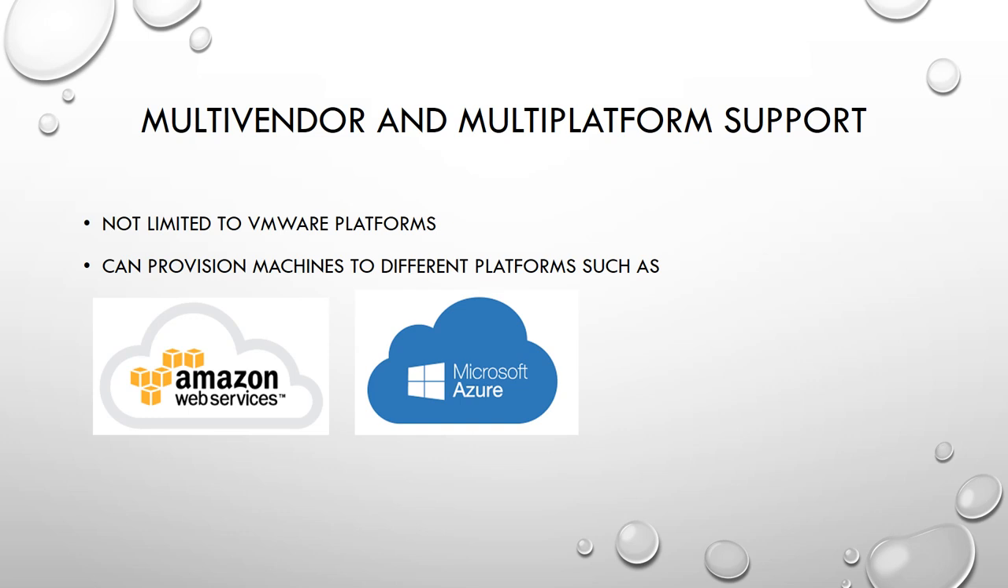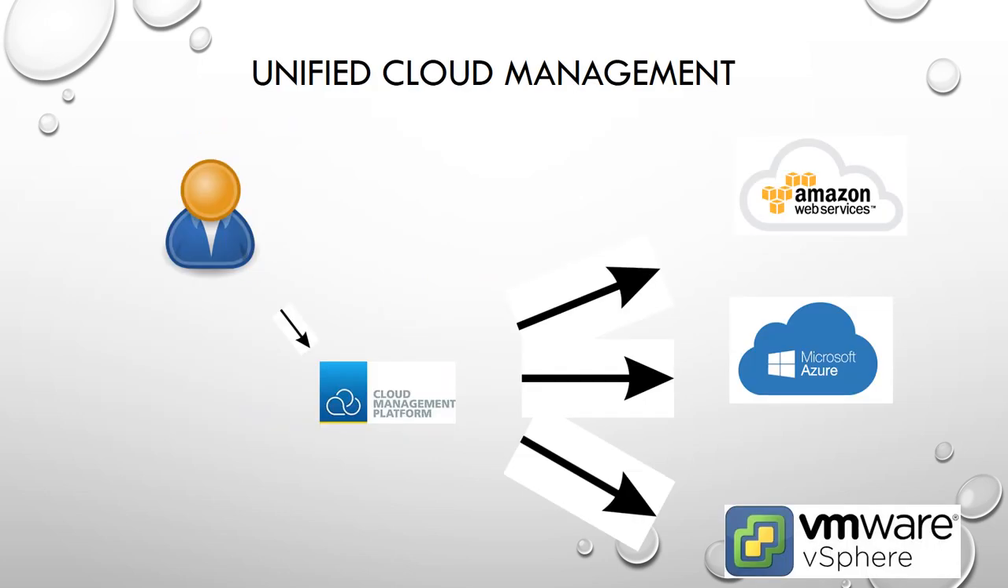Third point we have in benefits associated with vRealize automation is unified cloud management, which you probably should already have an idea about from our time spent on understanding the CMP layer. That is, VRA provides a single centralized portal to manage all your virtual machines across all platforms and vendors.